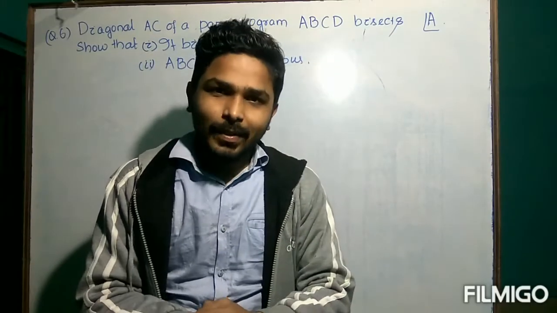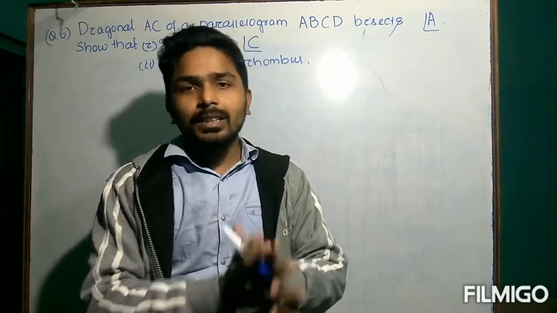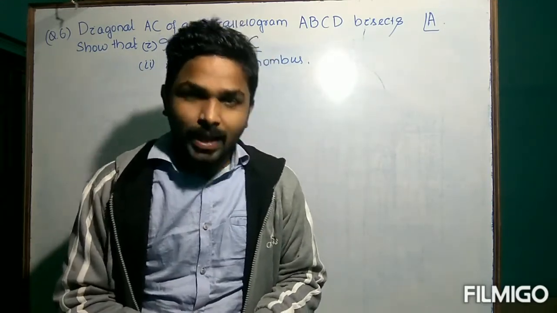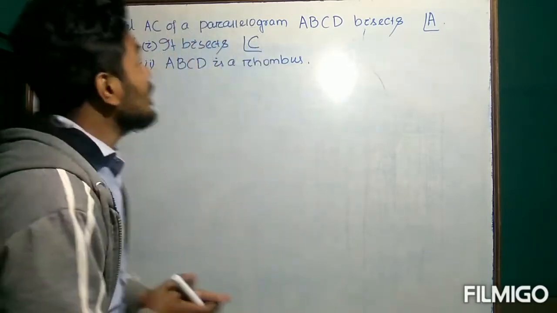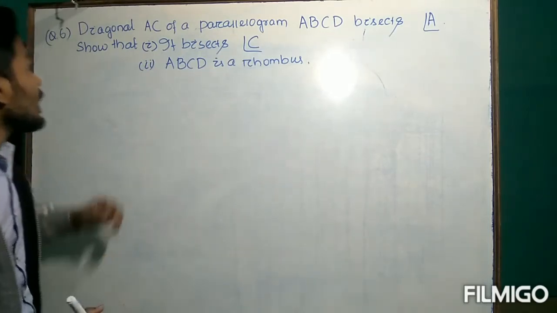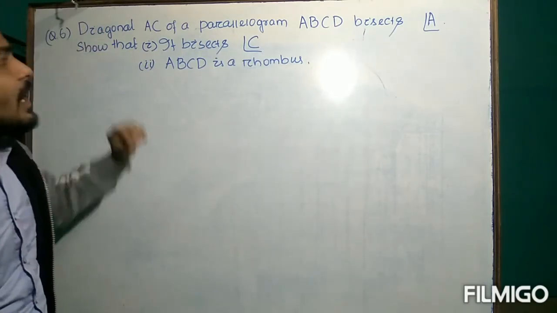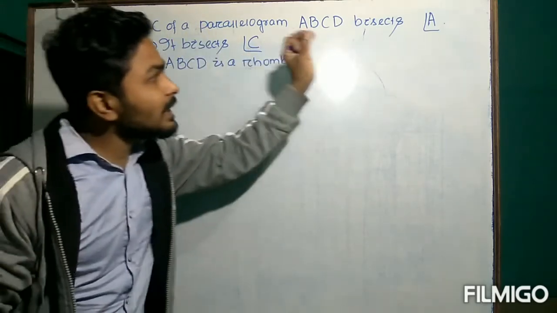Hello everyone, so again welcome back to lecture number 26, and in this lecture we are again continuing exercise 8.1. Okay, so let's start with the first question of this session, that is question number 6. According to question number 6, it is given that the diagonal AC of a parallelogram ABCD bisects angle A.